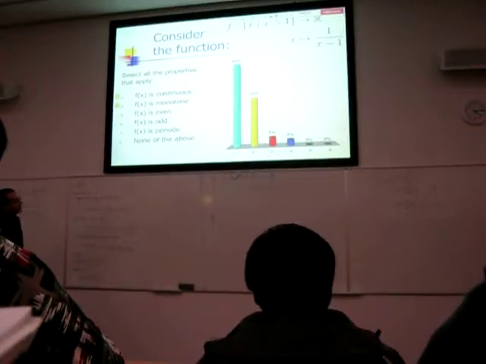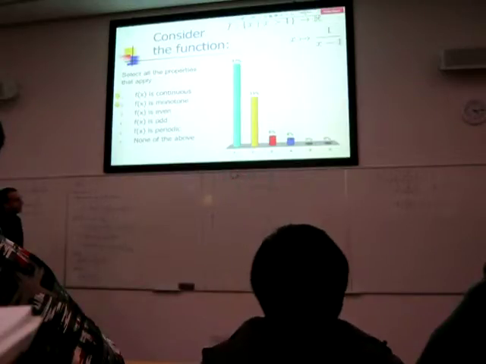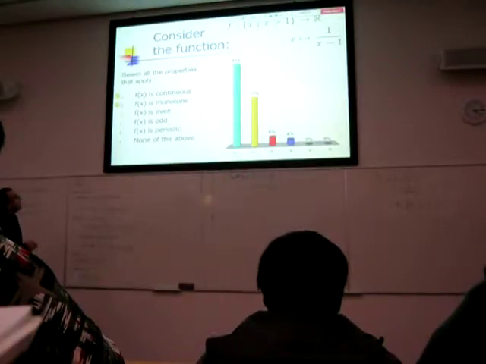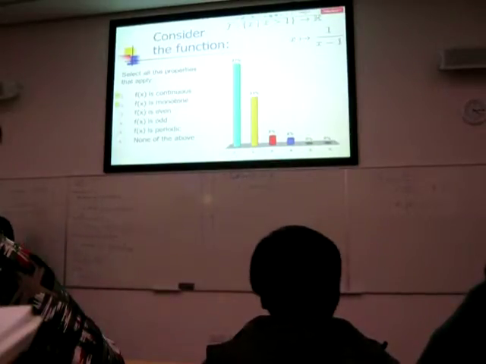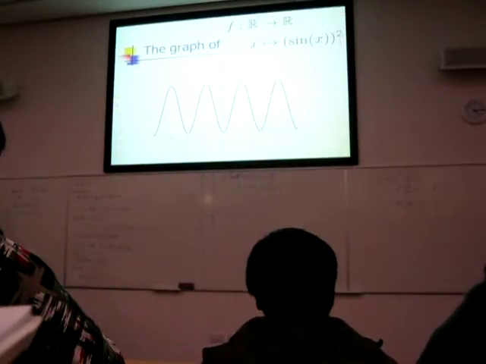It doesn't really make sense anyway for this domain. There's no negative numbers allowed. It's obviously still not periodic. Oh, I see. Okay. So now we have a graph like that.